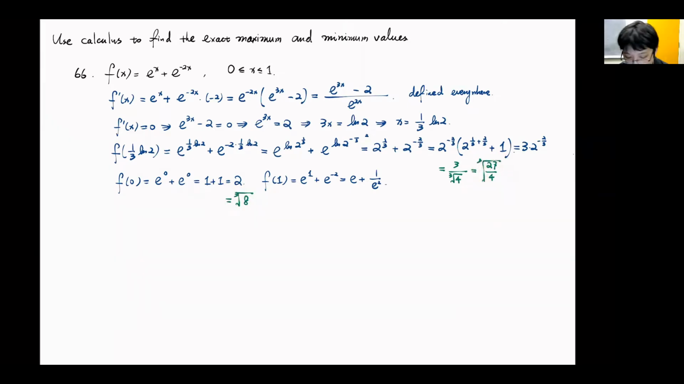So we managed to figure out that this is the smallest number, this will be the second smallest number, and this will be the largest number. This concludes the problem. The absolute maximum is precisely f of 1 equals e plus 1 over e squared. And the absolute minimum will simply be f of 1/3 natural log of 2, which is equal to cube root of 27 divided by 4, and that should be good enough.